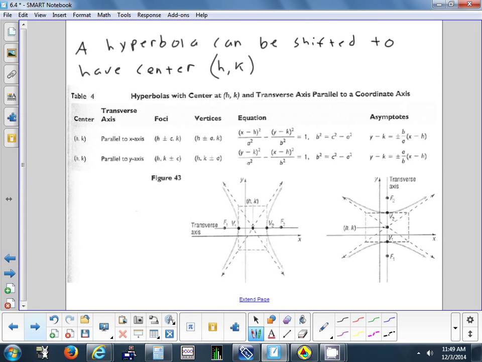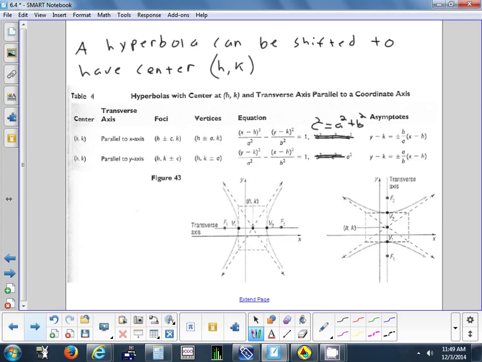All right. So this is the table from your book. If you're going to make a reference sheet, these are the formulas you would want. When you see the x minus h and y minus k, that's the translation: left, right, up or down. These formulas right here, do it the way I gave it to you. c squared equals a squared plus b squared, for both of them.